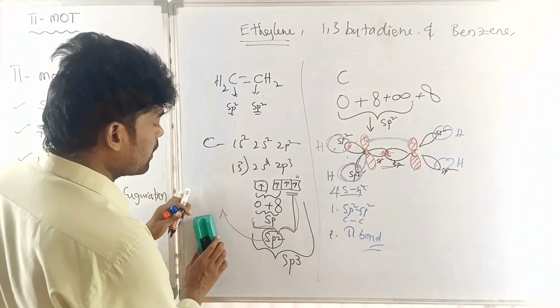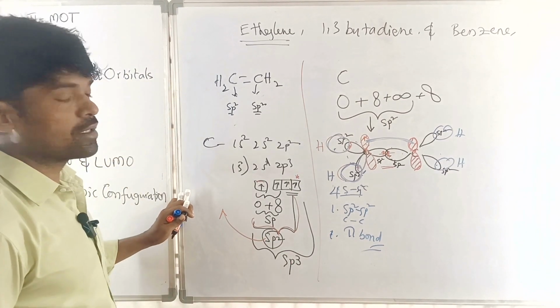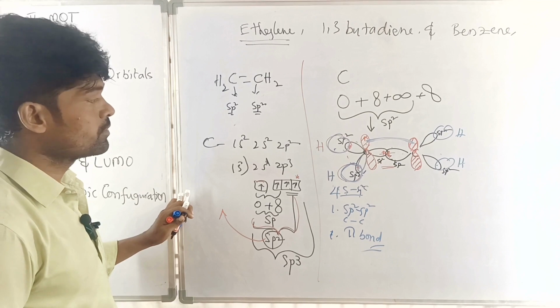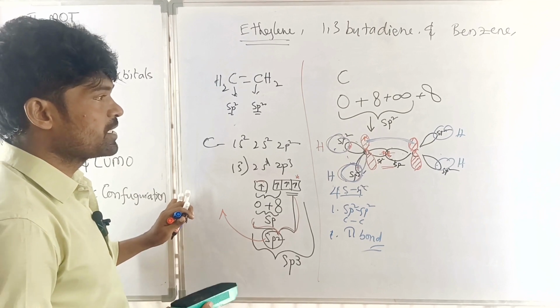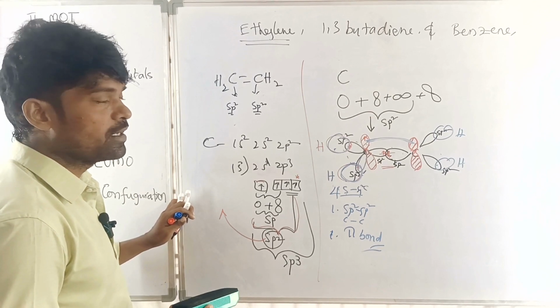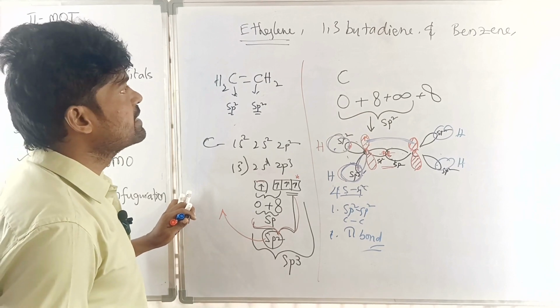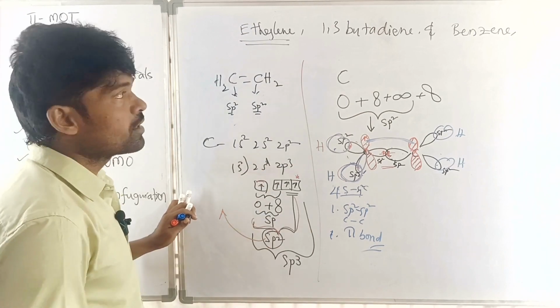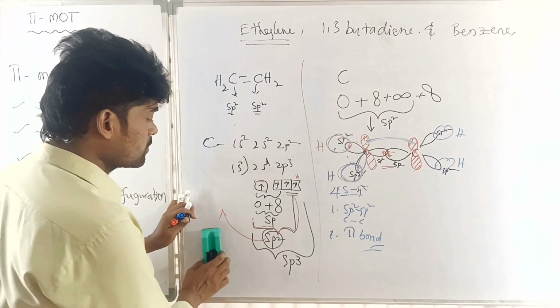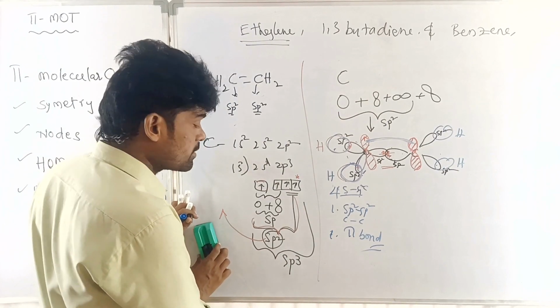Now I am clearing this. Just check it. This is basic fundamentals. If you know these fundamentals, definitely you will easily learn what is happening in these 3 examples regarding pi molecular orbitals.